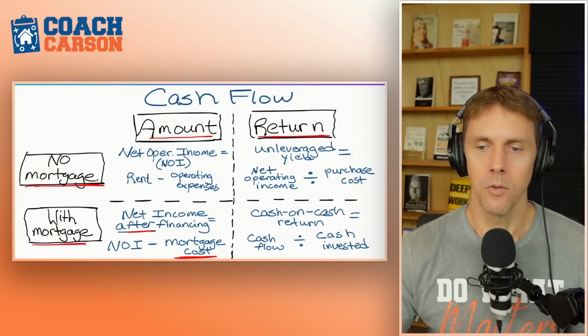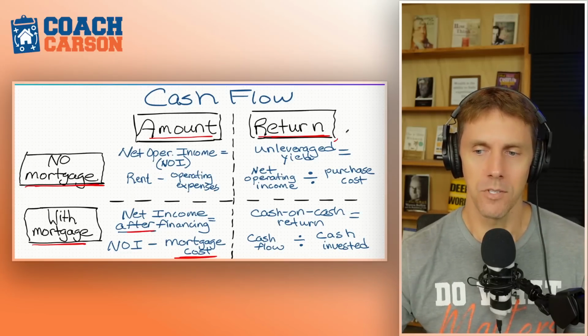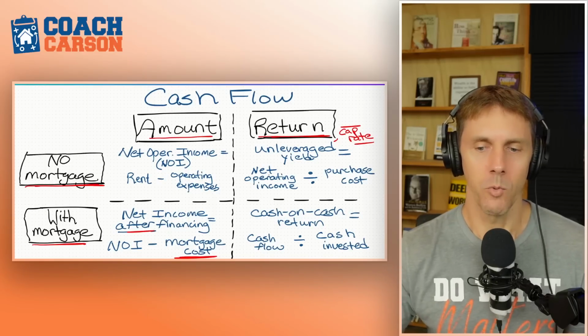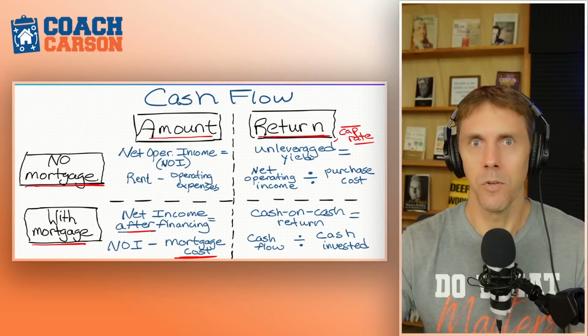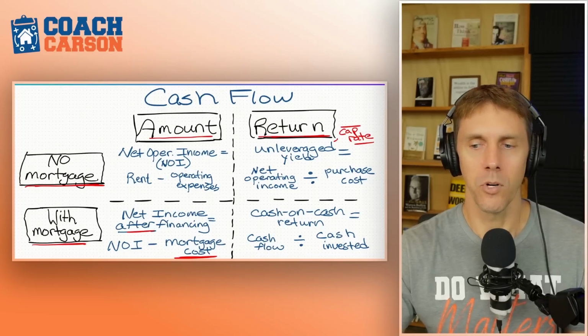Without a mortgage, you figure out a formula called the unleveraged yield. This is very similar to a cap rate. It's basically the same formula. You might have heard of a cap rate in real estate investing. It's just used a little bit differently. So an unleveraged yield is the ratio of your net operating income that we just figured out, so the cash flow that your property produces without a mortgage, divided by your total purchase cost.